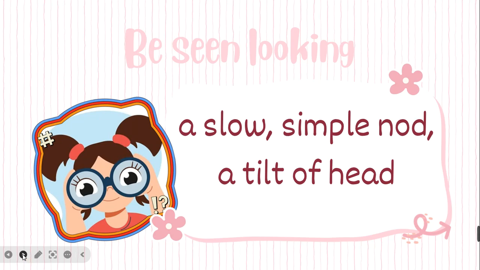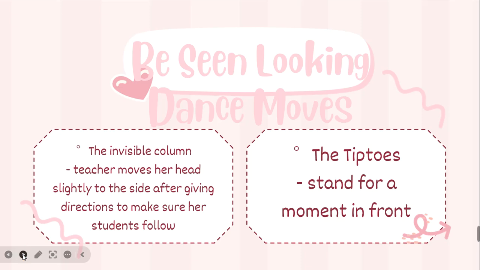observation as a slow, simple nod and a tilt of the head. Okay. For the example, the invisible column, the teacher moves her head slightly to the side after giving directions to make sure her students follow. So, observe students' posture, body alignment, and personal space.